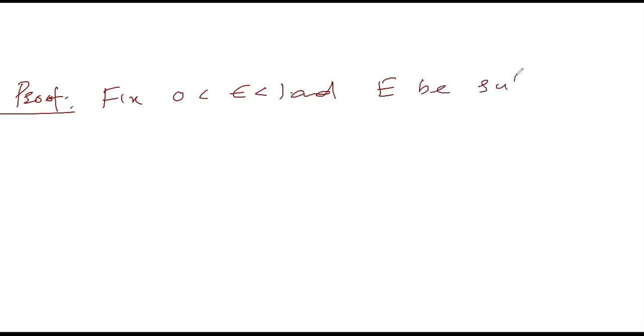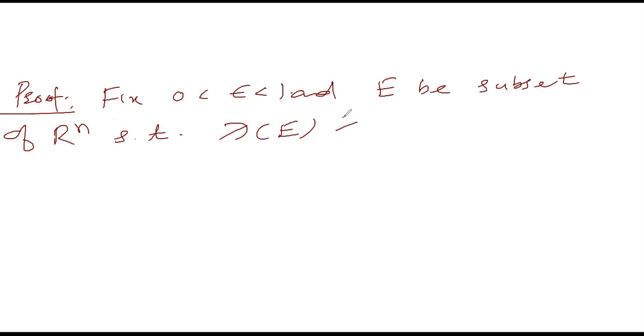Okay, so let's prove this case for Rn in general. We fix epsilon, let epsilon be any positive number between 0 and 1. And E be a subset of Rn. It's any subset of Rn, not necessarily a measurable subset, such that Lebesgue measure of E is positive.